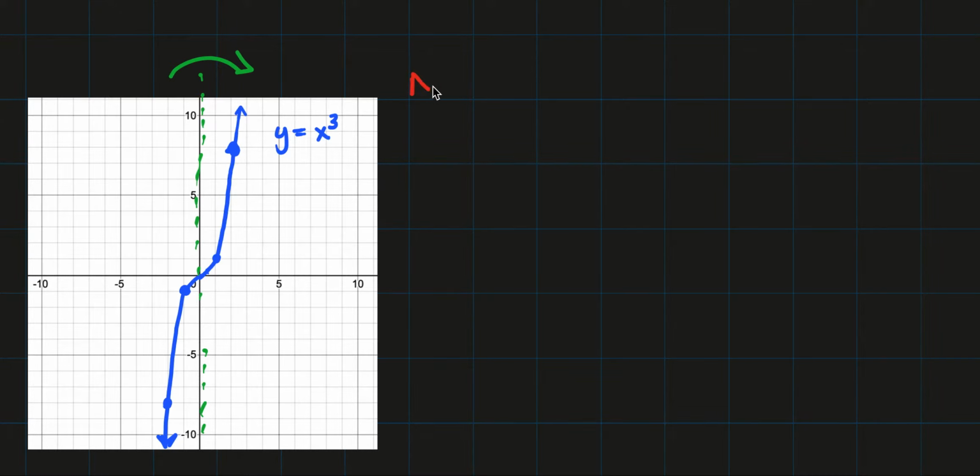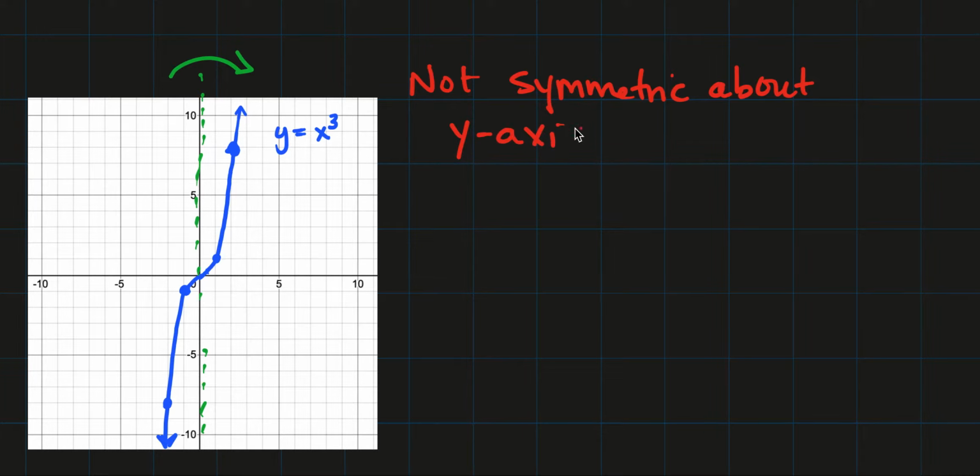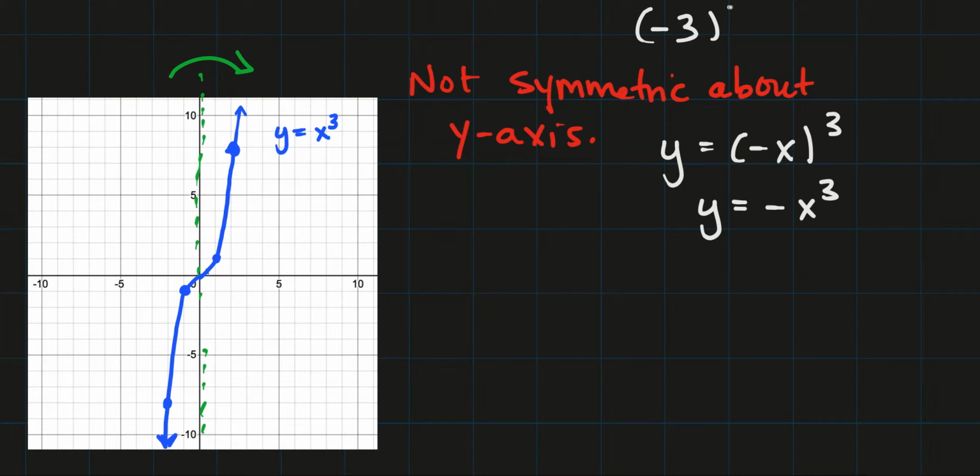Let's write that down. Not symmetric about the y-axis. You can also tell that because if you plug in a negative x for x, you get y is equal to negative x cubed. And when we take a number that's negative and cube it, we get a negative number. This is actually y is equal to negative x cubed. So again, we can look at negative 3 cubed.